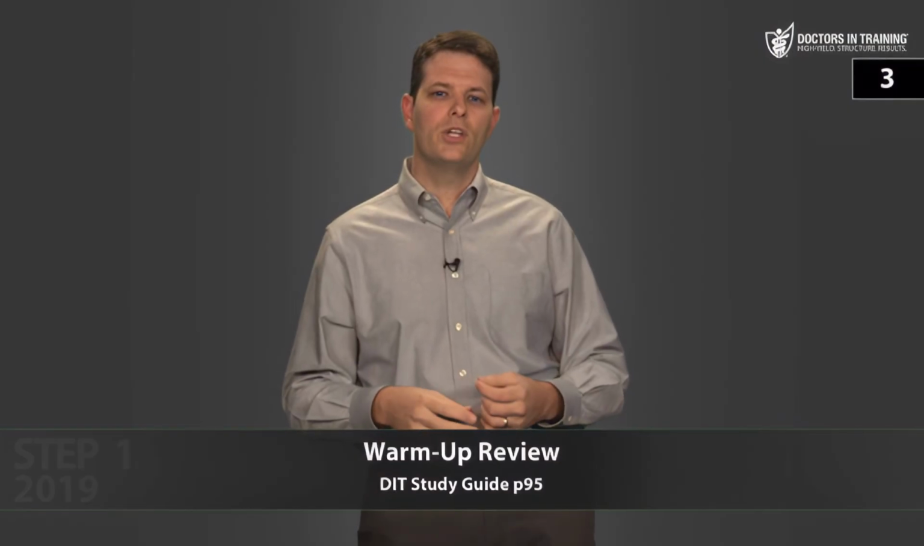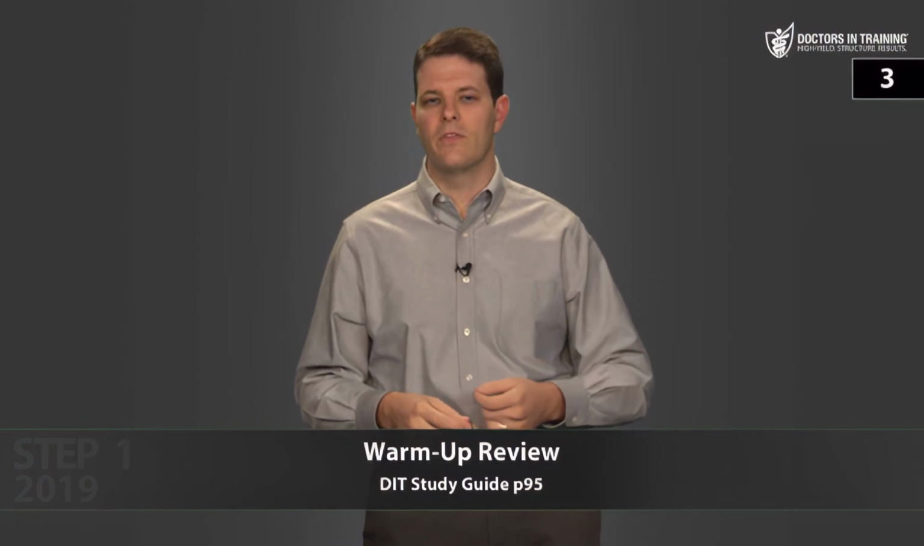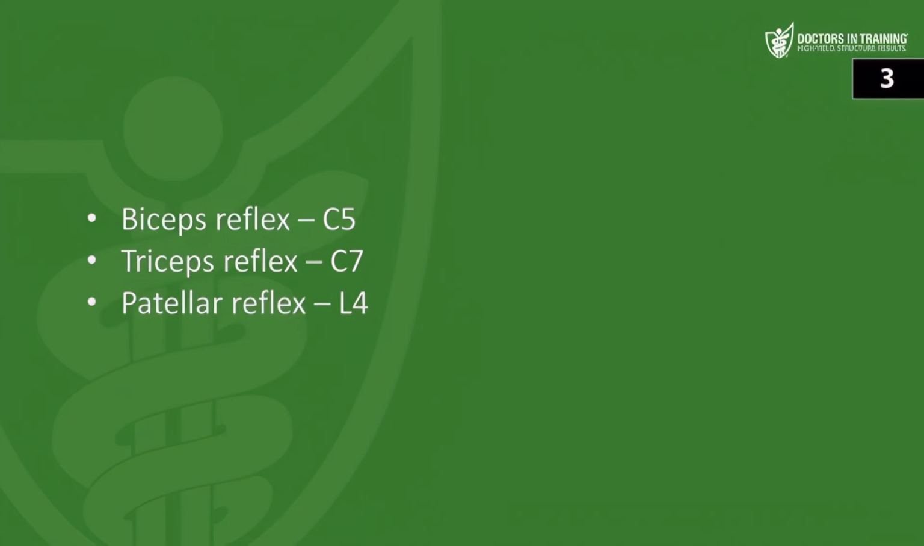And the last one, which nerve is being tested with each of the following reflexes? So the biceps reflex tests the C5 nerve root, triceps reflex tests C7, the patellar reflex tests L4, and the Achilles reflex tests S1. Okay, now we're ready for the lecture.